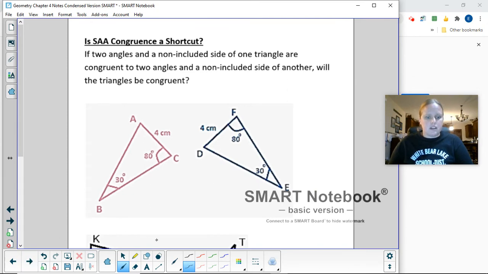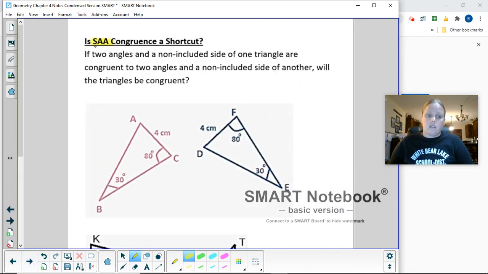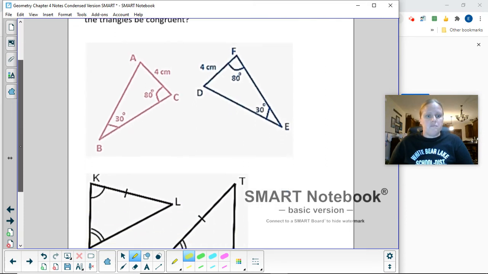All right, here's another congruency shortcut to test out. This one is the side angle angle. Wait a minute. Our last one was angle side angle. So they both have two angles involved. This one had an included side. This one, the side is not between the two angles. So it is a non-included side. So let's give this one a whirl.